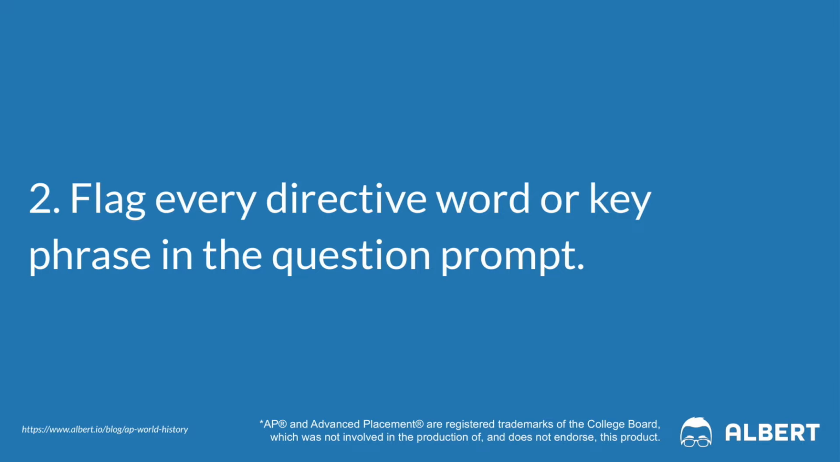The second step when it comes to tackling effective AP World History FRQs is to flag every directive word that you may be asked of. The reason why you do this is so that you know that you're directly answering the question. So the most common words that the College Board would like to use with the AP World History exam are words such as identify and explain.